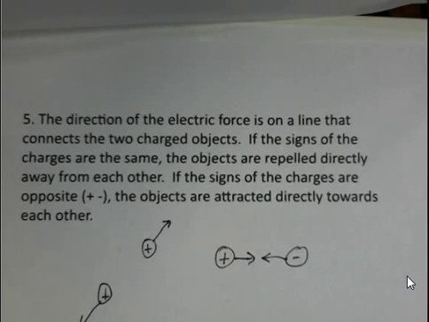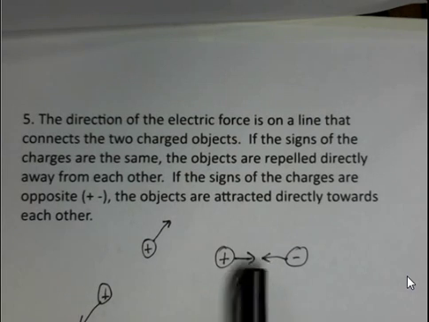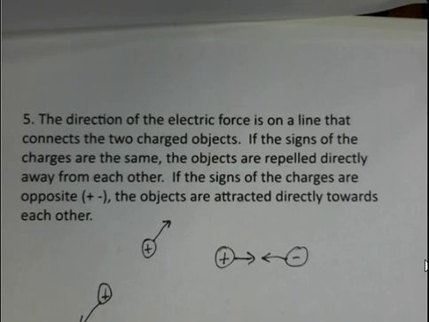Force is a vector, so we need the magnitude. That's supplied by Coulomb's Law, KQQ over R squared. And we need a direction, and that direction is always directly repelling or directly attracting towards each other. You need to keep track of that in a diagram as you seek to work problems involving electric force. So keep reviewing, keep reading your books, and asking questions.